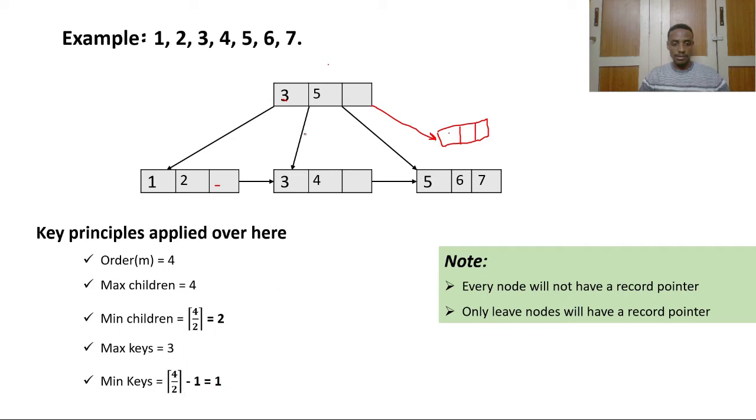Key values are those values pointing to the data records. Those key values can be 1. For example, if we delete 4, we are left with 3. So that's very much possible in a B+ tree. Every node will not have a record pointer. Every node means this root is a node also, and these leaves are also nodes. So not all key value nodes will point to the data records. Only the leaf nodes will point to the data record. That is what it means.